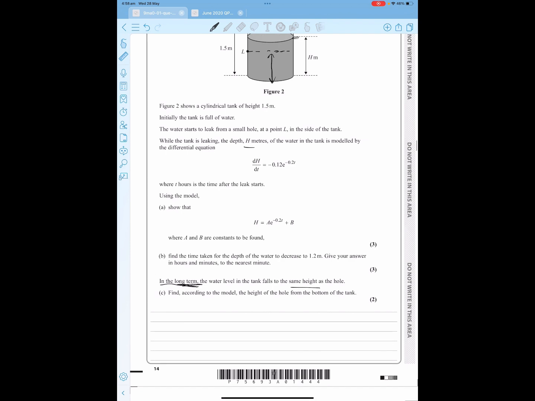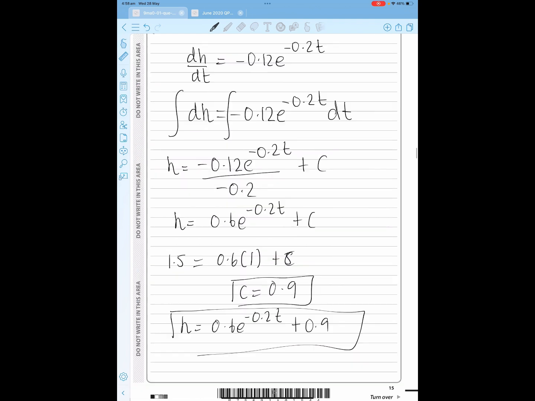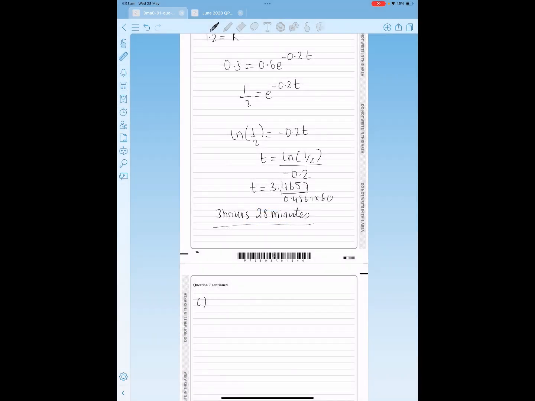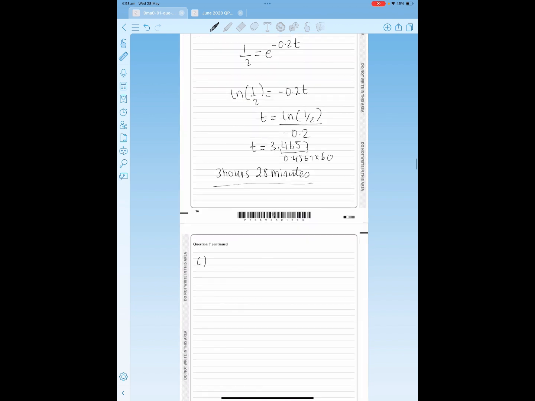So what that's saying is, what is the value of h as t tends to infinity? So in our model, what was our model? There it is. Let me just copy it down here.